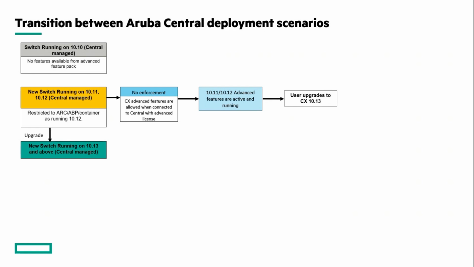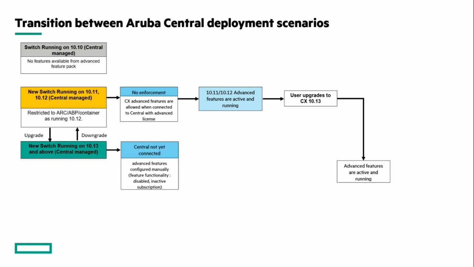Now the user has an option to upgrade to CX 10.13. It should be pointed out that in this case, a valid Central license has already been applied to Aruba Central. So once the user upgrades to CX 10.13, as discussed in the above slides as well, the features will continue to run in active mode without any hindrance. Coming to the new switch running on 10.13, if a user decides to downgrade a switch, they will move back to a new switch condition in 10.12.